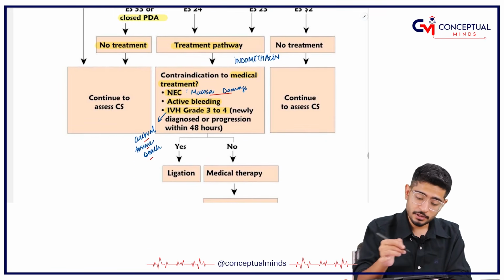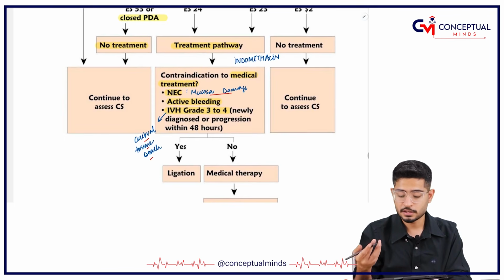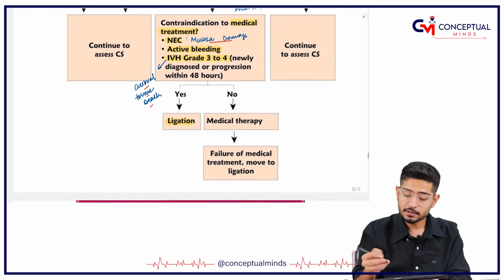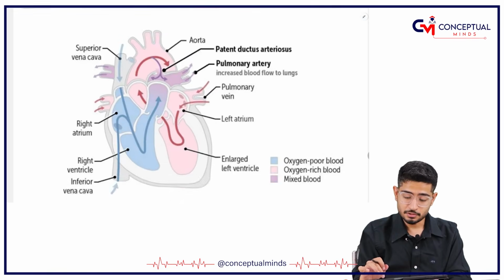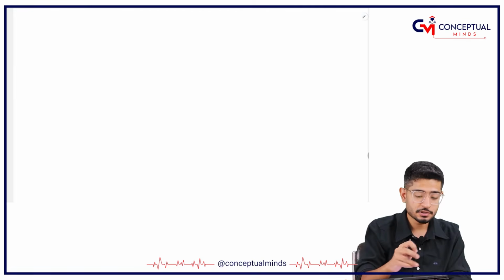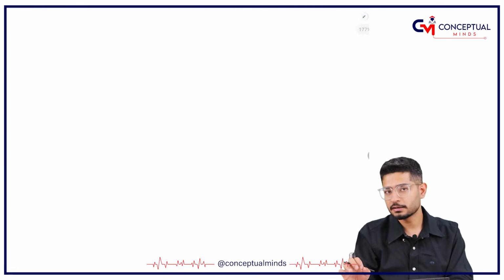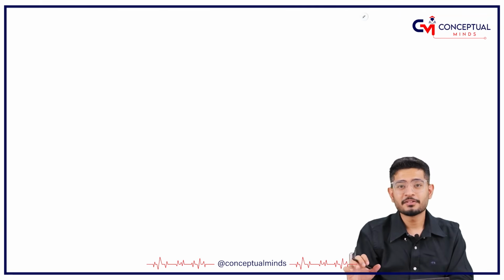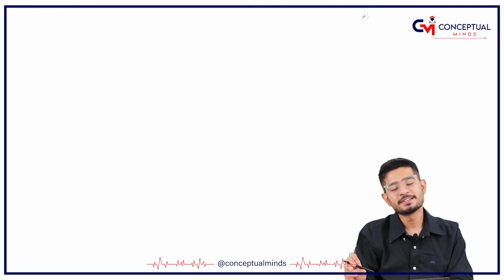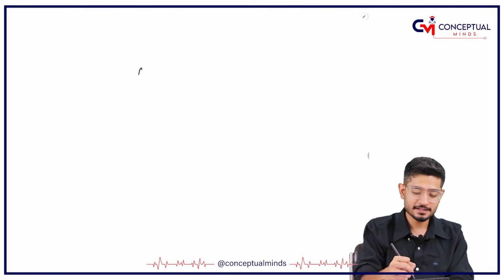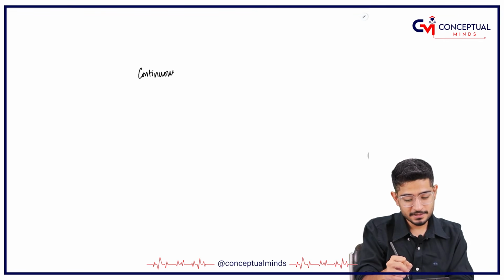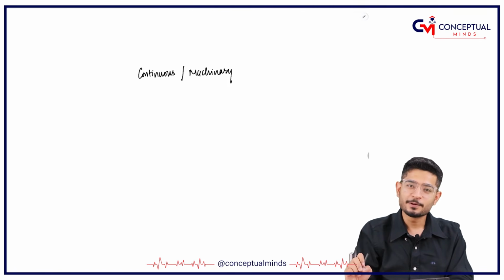So if it is contraindicated, if it's IVH or NEC, then you have to do ligation. But if not, then you have to do medical therapy. But if there is failure of medical therapy, then you have to move on to the ligation. So this was a small glimpse of patent ductus arteriosus, and whatever is required from a UG perspective I have already discussed. Just one MCQ which you should never forget is the continuous murmur or the machinery murmur. So this is one of the most important take-home messages from this entire chapter.